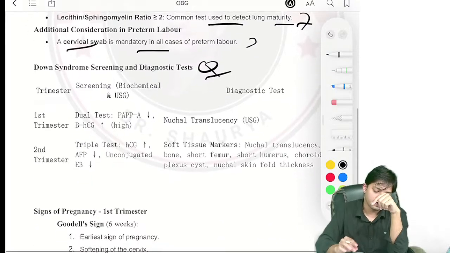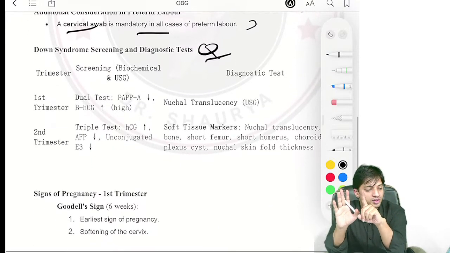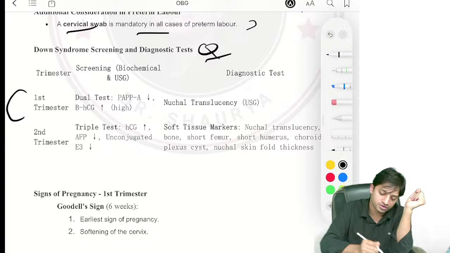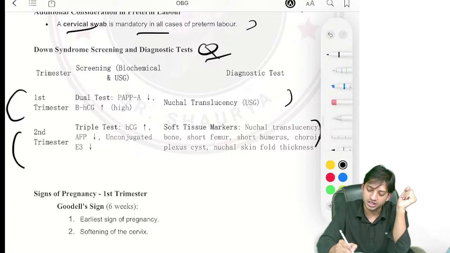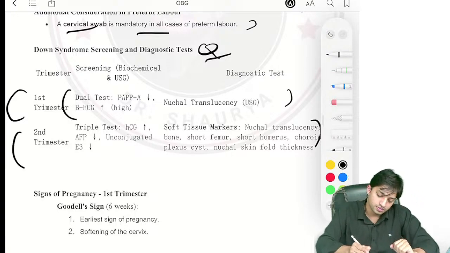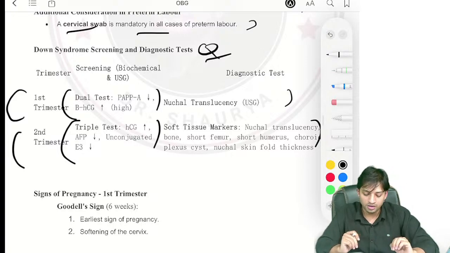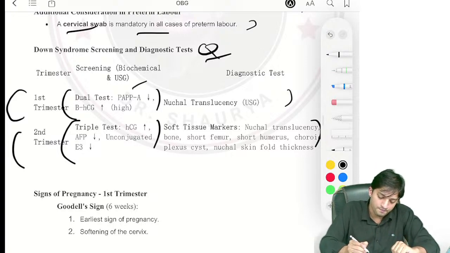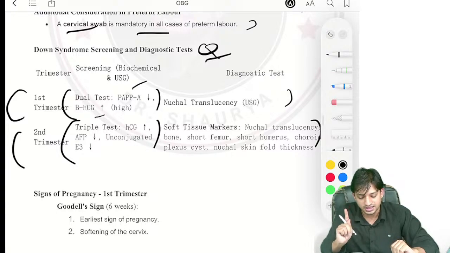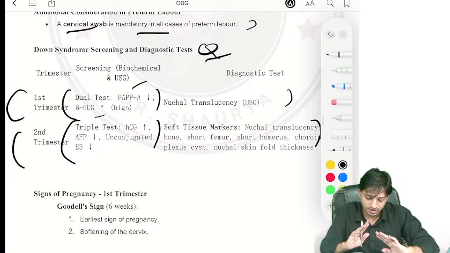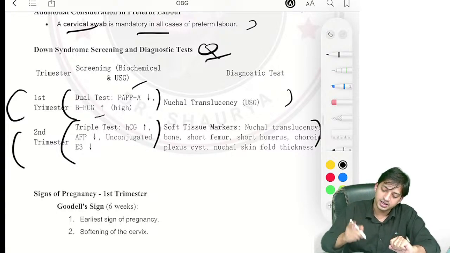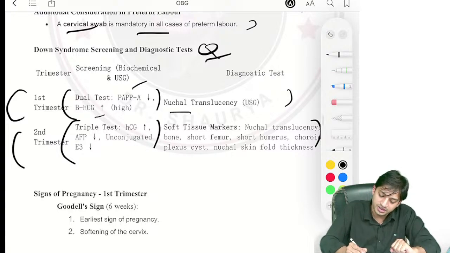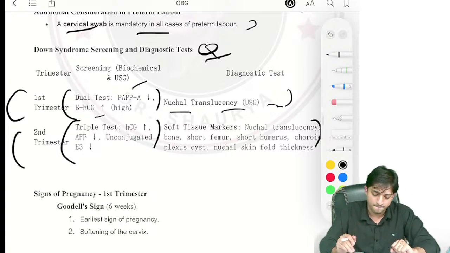Now coming here, Down syndrome screening. They have asked you one more question very frequently. In first trimester and second trimester, different tests. Dual marker or dual test, you know, PAPP-A and beta HCG. PAPP-A is less and beta HCG is high. Done. First trimester, right? And on ultrasound we will find that the nuchal translucency is there.